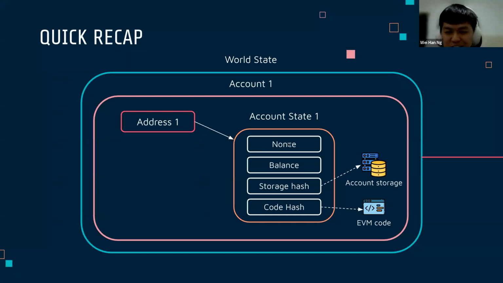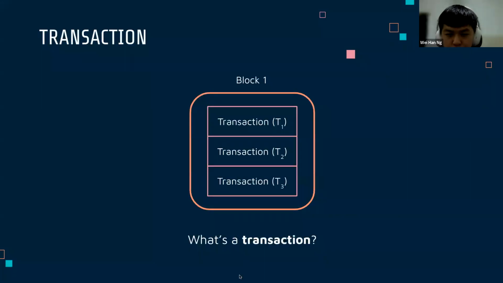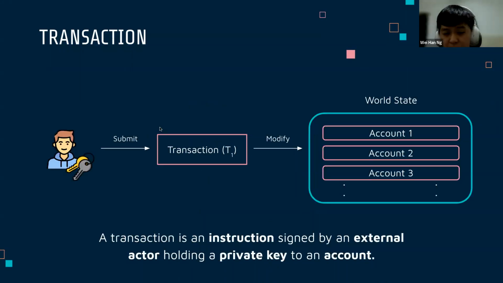No, not yet. We are going to explore the next one, which is transaction. Right. So what's a transaction? If you look at it from an Ethereum point of view, a transaction is basically an instruction signed by an external actor holding a private key to an account. Right. So that means that you as a user have your own private key. When we say that you have your own private key, that means that you have access to an account in the world state. That means you can submit a transaction such that you can modify the world state. Or to be more precise, you're modifying the account that exists in the world state, right? So that's it for transaction.